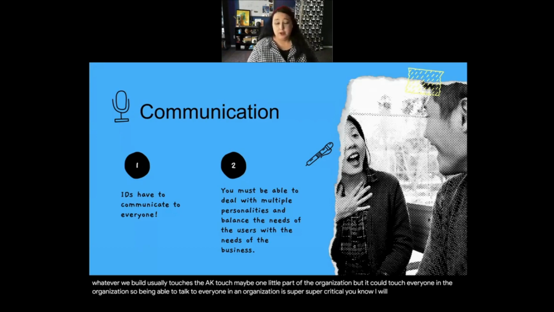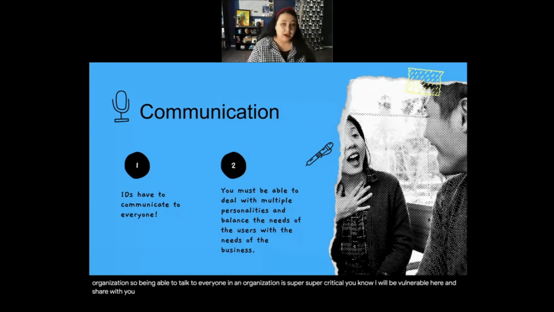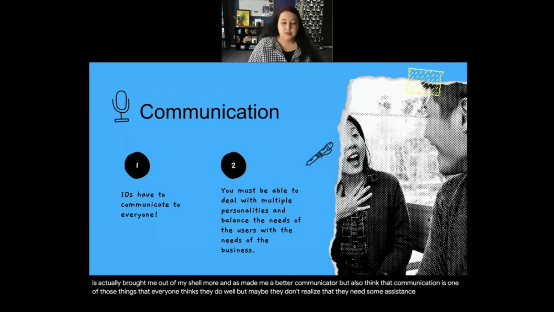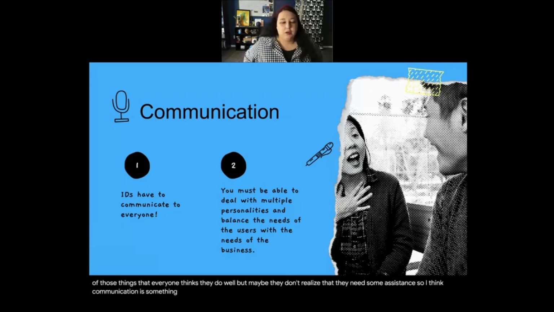I will be vulnerable here and share with you, I am actually in real life decently introverted, but I think through my work in learning and development, it has actually brought me out of my shell more and has made me a better communicator. But I also think that communication is one of those things that everyone thinks they do well, but maybe they don't realize that they need some assistance. So I think communication is something that we can all grow on, right?